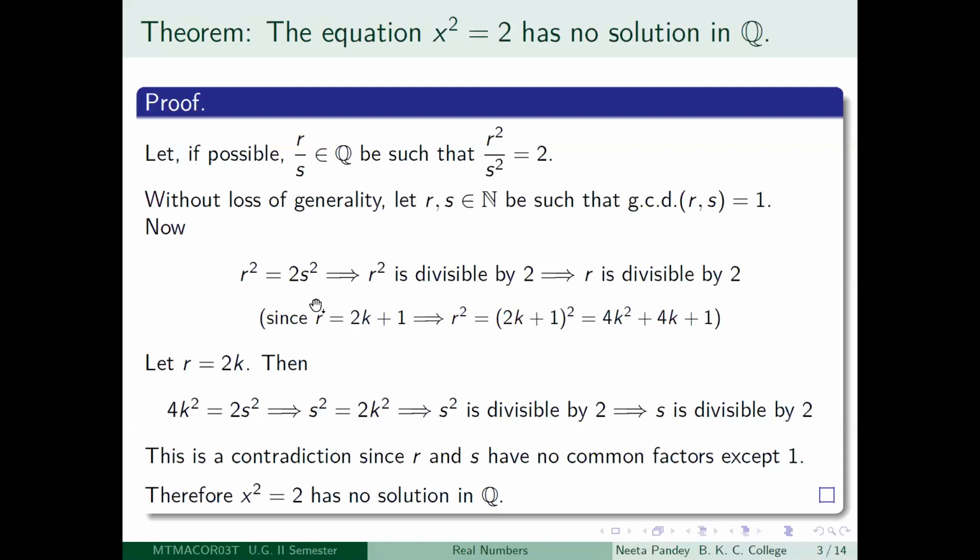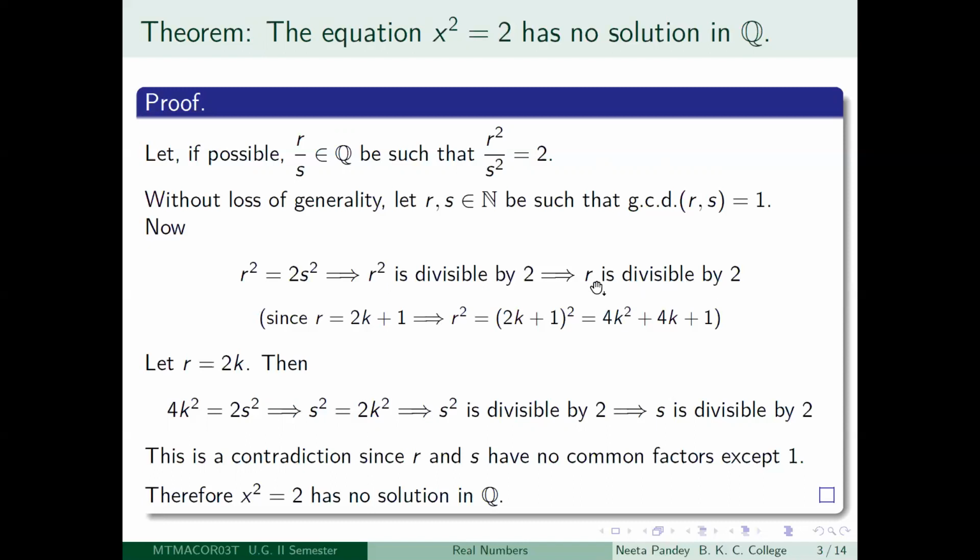So what does that mean? That means that r squared is equal to 2s squared. So that implies that r squared is an even number. That is, it is divisible by 2. So I claim that that means that r is divisible by 2. So there are at least two ways of seeing it. I have given one simple argument which is true, which can hold in this particular case, but which cannot be generalized. But let us look at that. What we will do is, I want to say that if r squared is divisible by 2, then r is divisible by 2. So I will prove the contrapositive of this statement.